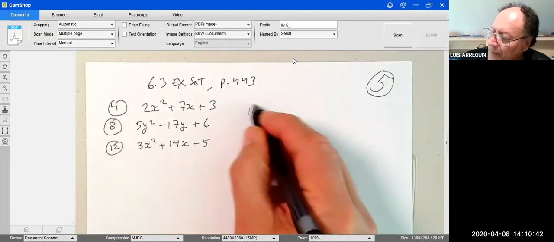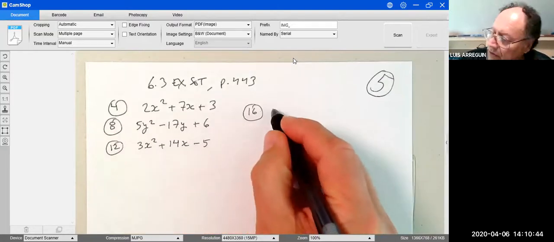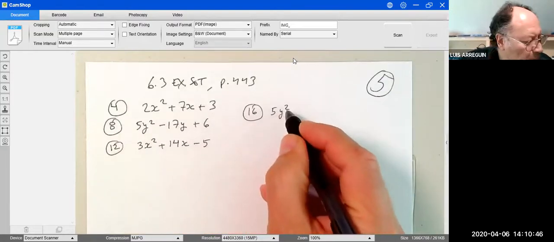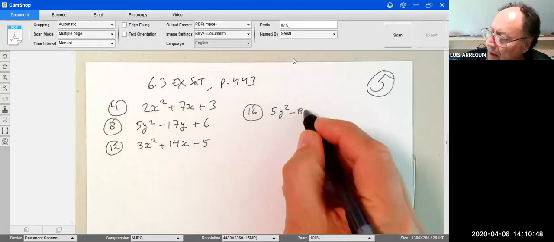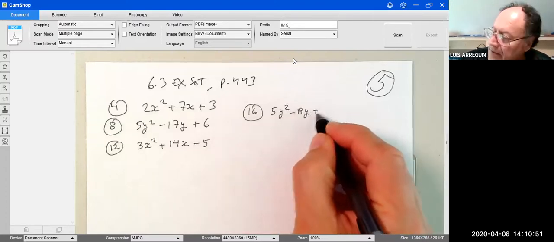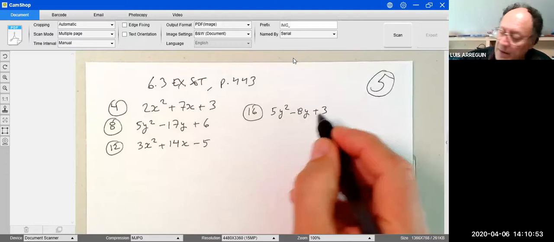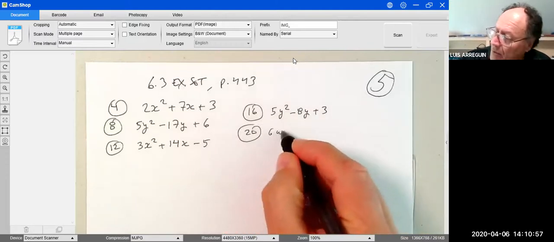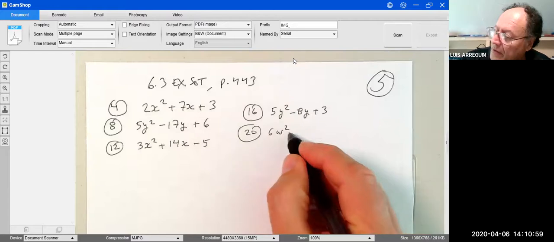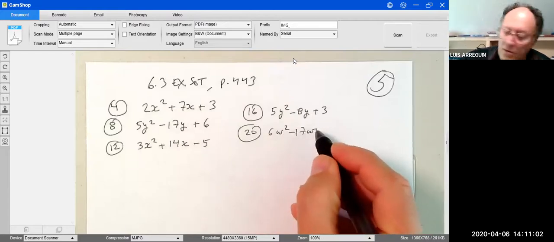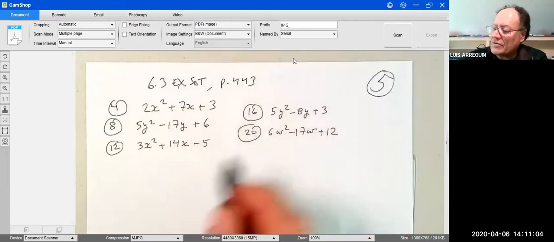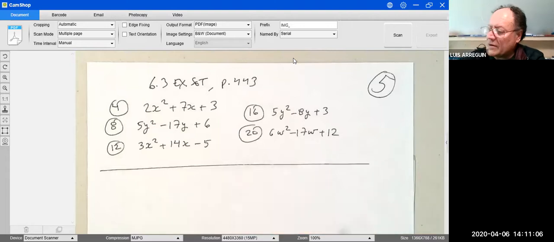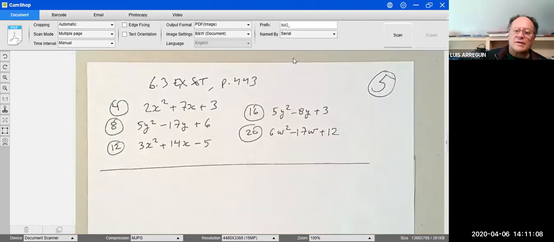Then problem 16, which is 5y squared minus 8y plus 3. And finally problem 20, which is 6w squared minus 17w plus 12. So you have 5 exercises to work now. In the meantime, I'm going to stop the recording and then we can check your work.